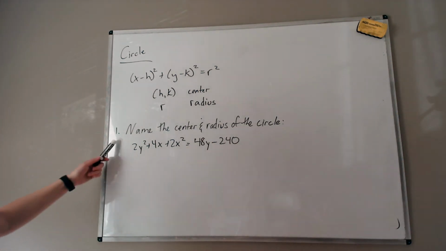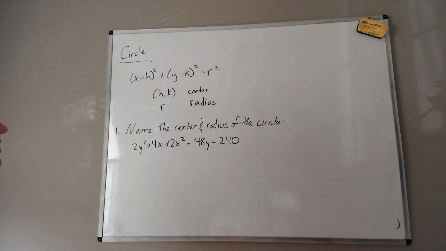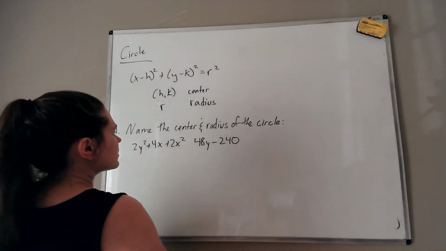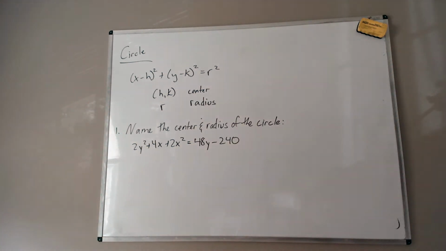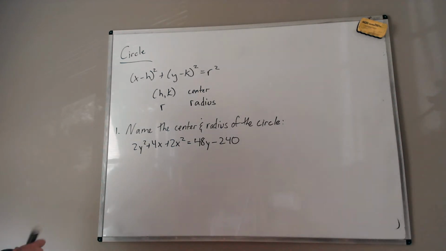And so number 1 says we're going to name the center and the radius of the circle. And here's the equation. And if you notice, this is not the standard form of the circle. So we need to get into standard form. We're pretty close to being in general form, so that's the first place we're going to want to go.